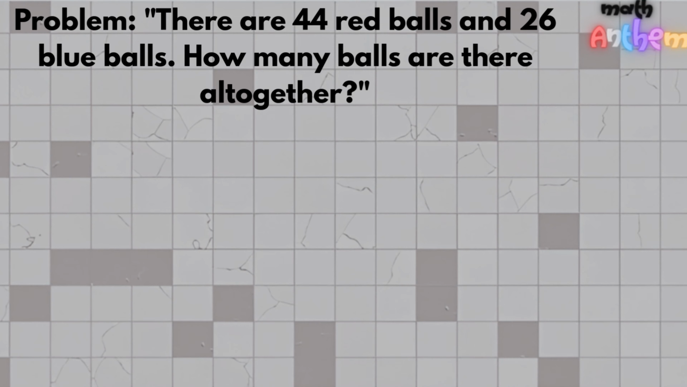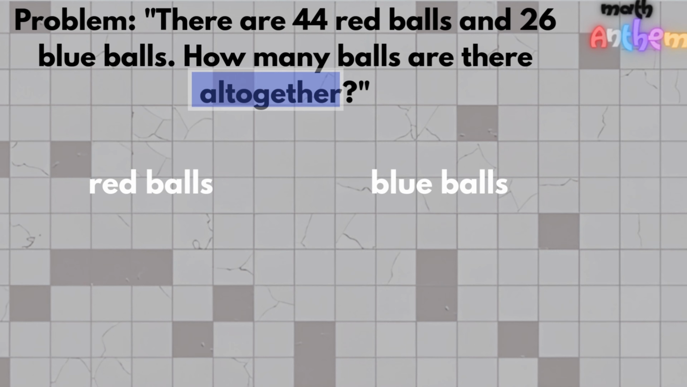Example 5. Problem. There are 44 red balls and 26 blue balls. How many balls are there altogether? The keyword altogether is a clear indicator that we need to combine the two groups into one total. When we see the word altogether, it tells us that the problem is asking for the sum of two quantities, one group of red balls and another group of blue balls.